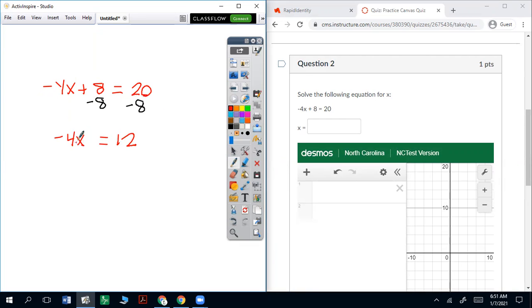And this is negative 4 times x. So we want to divide by negative 4 so we can solve for x. So 12 divided by negative 4 is going to be negative 3.